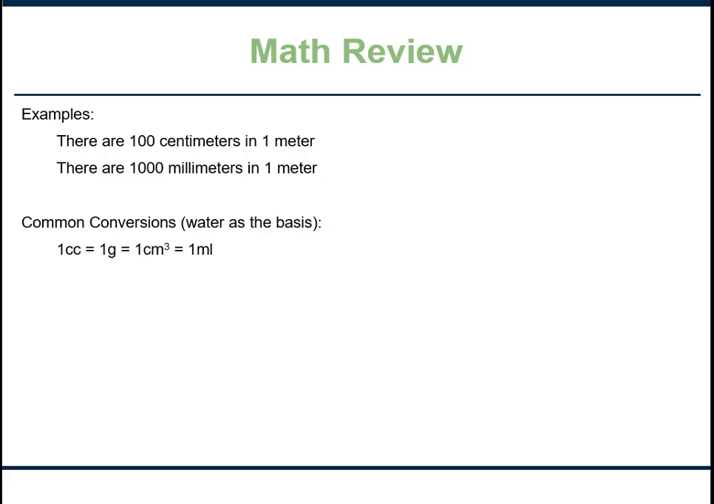1 cc, which is just another term for cubic centimeter, is equal to 1 gram of water. So 1 cc of water is equivalent in weight to 1 gram. If you weighed water, 1 cc of water would be the equivalent of 1 gram of weight. Another way that you can write a cc is as a cm cubed, which is cubic centimeter. So really cm cubed and cc are the same thing. They're just different notations of the same thing. And then finally, those relate into volume. They're equal to 1 milliliter.